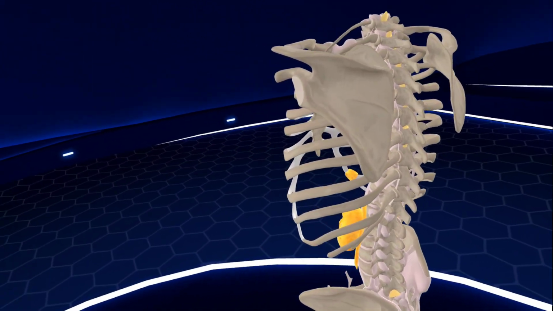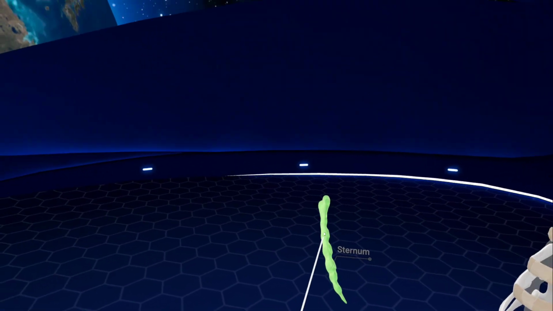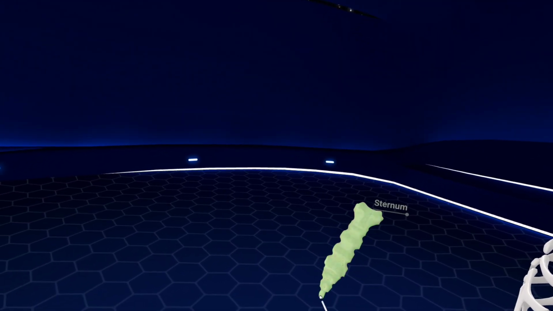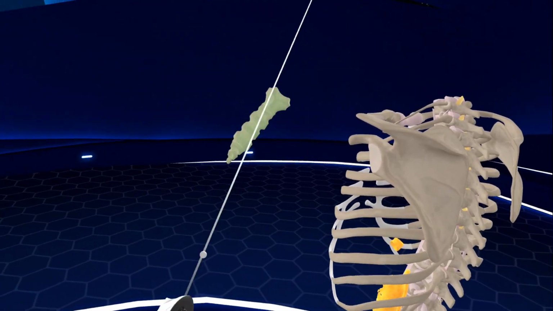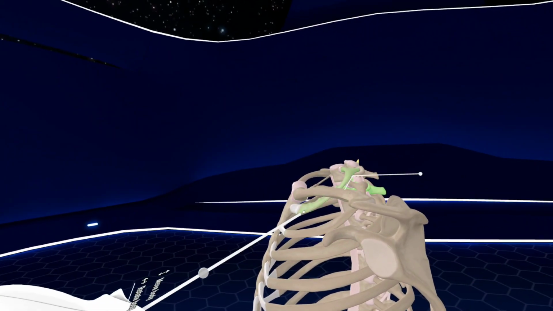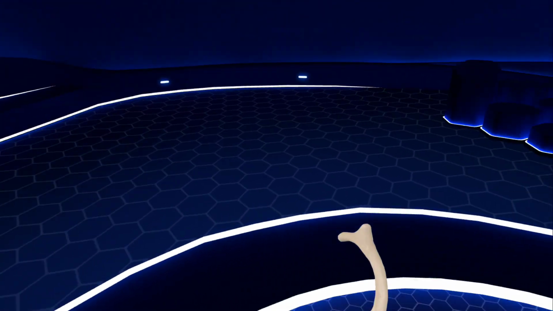We talked about the ribs, the vertebrae. I don't think you need me to talk about the sternum. Here's the sternum. It has a manubrium, a body, and the xiphoid process. I don't think that's important for you. The first rib is a little bit important. It looks more like a pickaxe, to be honest.